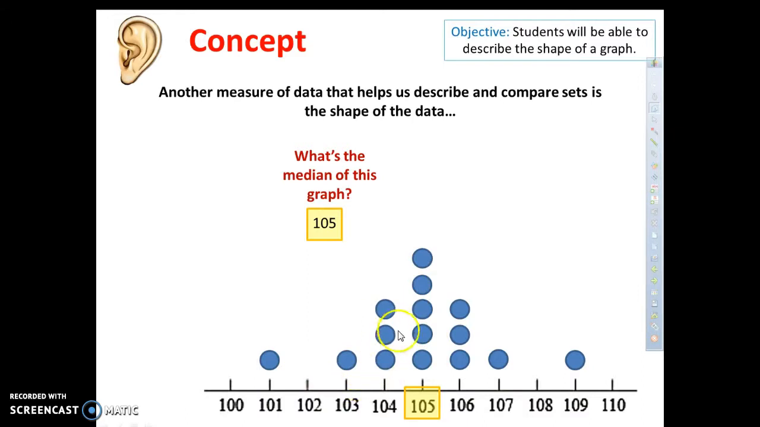I have 1, 2, 3, 4, 5, 6, 7, 8, 9, 10, 11, 12, 13, 14, 15 data points. So if I cut 15 in half, that's going to be 7 on each side, and the 8th number would be our median. 1, 2, 3, 4, 5, 6, 7. So indeed, right here is our median. What is the mean? If I add up all of these values and then divide by 15, I would get 105. So notice here the mean and the median are in the exact same spot, and that was the case with our prior knowledge example number 1.